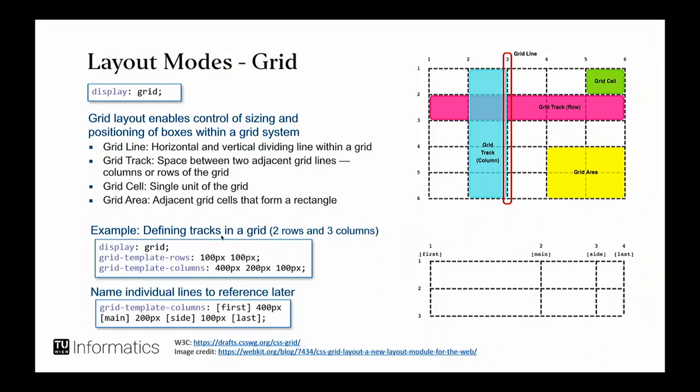You say display grid, and then you can say things like grid template rows or grid template columns. And what this does is in the top element, in the parent element, it just says, what does my grid look like? In this case, what we say in the first example is we are defining a grid with two rows and three columns of a certain size. And what you can also do is you can assign names to those different columns and rows, if you want to target them later in the CSS. So that's the second example we see on the bottom, and you can also see how the particular two-row, three-column example looks visualized on the right side here.